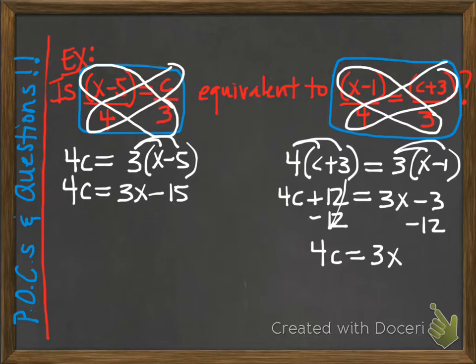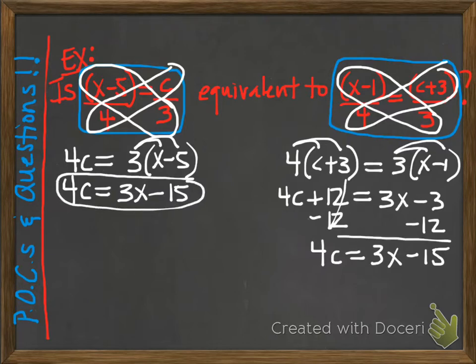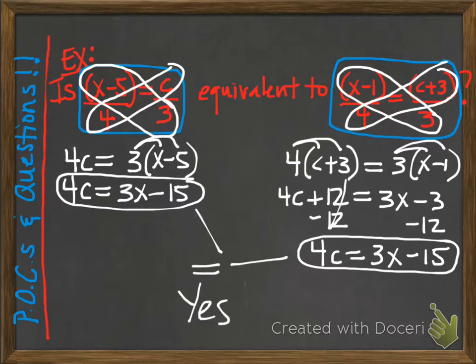I can only subtract the 12 from the negative 3 because those are the only like terms there, but I'm going to get negative 15. And oh my gosh, look at this. 4c equals 3x minus 15, 4c equals 3x minus 15. Now I don't know the value of c and x, but I can see from both of these equations, since they look exactly the same, that means they are equivalent, and yes, these are equivalent. They have the same meaning, they preserve the same relationship between c and x.